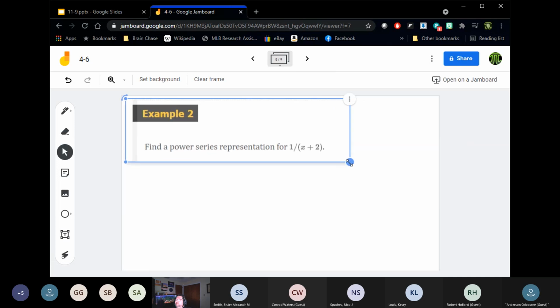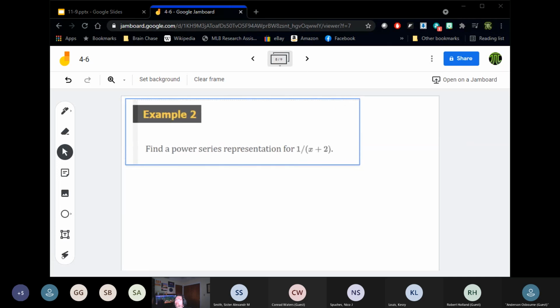All right, let's do a few examples out. All right, so I've got 1 over x plus 2. Remember, my goal is to get it to be like that, 1 over 1 minus x, and then the absolute value of x has to be less than 1. So those are the pieces of information I'm going to use to do this. I need to get 1 over x plus 2 to look like 1 over 1 minus x.